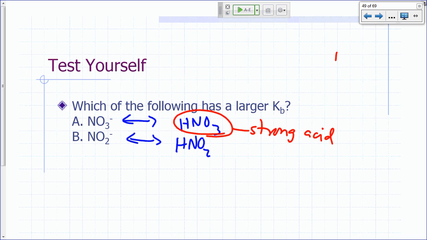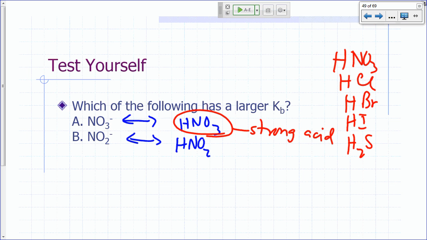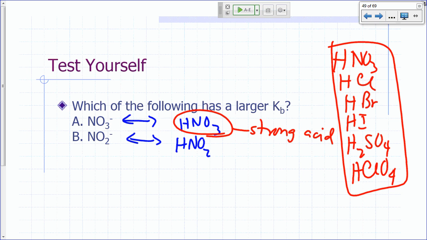You have to remember your 6 strong acids. There's only 6 to remember, so memorize it. HNO3, HCl, HBr, HI, H2SO4, and HClO4, perchloric acid. Those are your 6 strong acids. So if HNO3 is a strong acid, and HNO2 is not one of the 6, so HNO2 would be what? It's a weak acid, right?